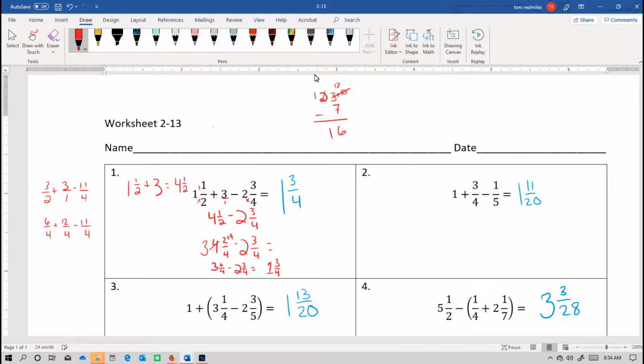Now I just have to go across the top. 6 plus 12 is 18, minus 11 is 7 over 4. 4 goes into 7 one time with 3 left over. Either way is fine. You just got to pick the way that makes the most sense for you and do it, okay?